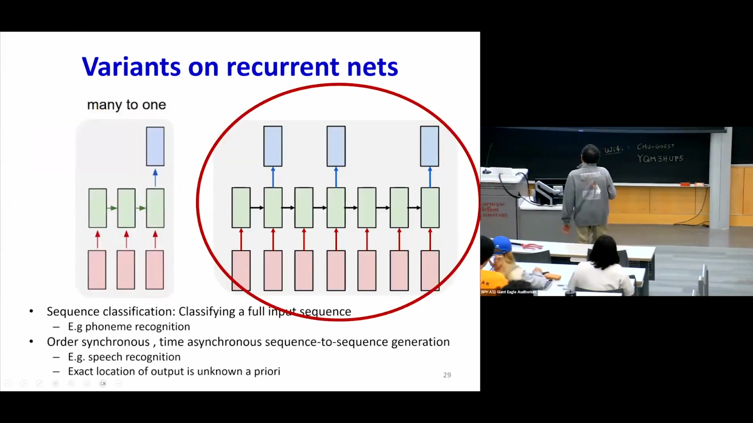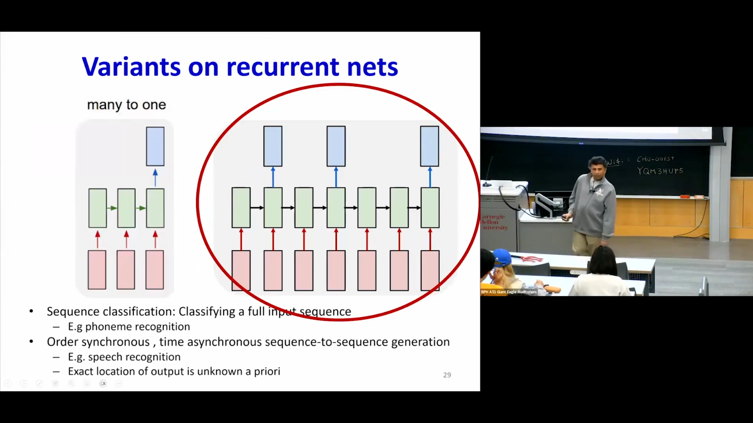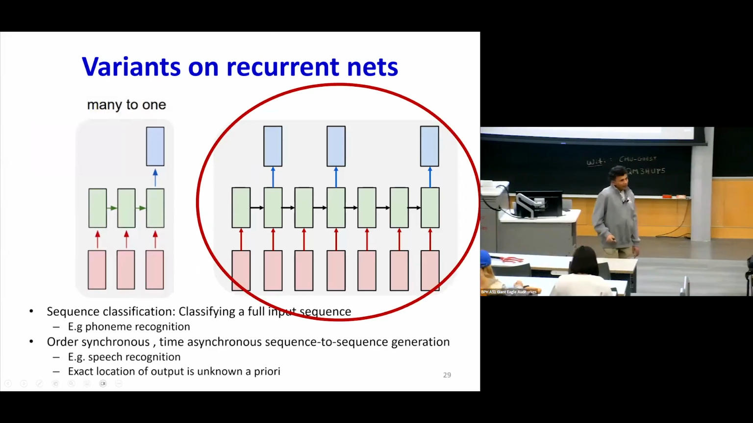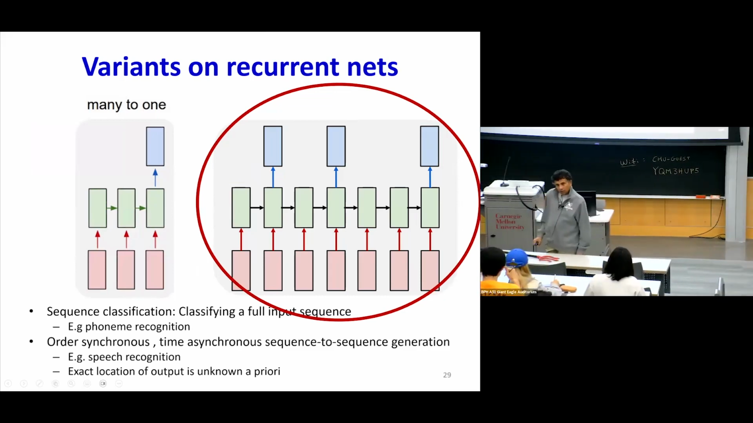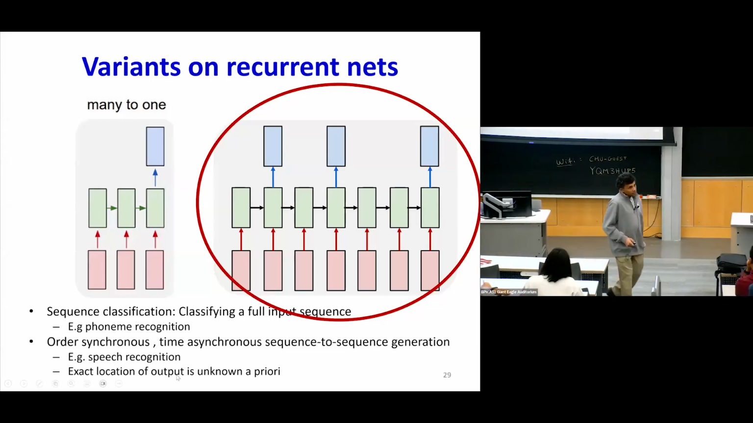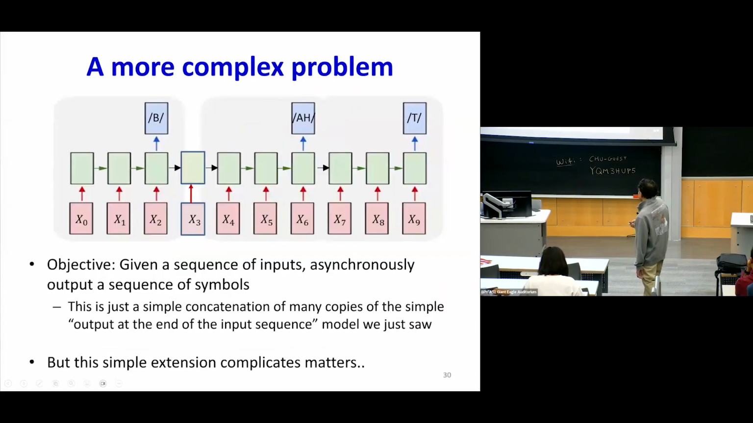No big deal. Now things get interesting when I get to the problem of time synchronous but order asynchronous classification. Here, the input comes in sequentially as before, and the output is order aligned with the input, but the problem is you don't know where in time the output symbols must occur. So here's the situation. For inference, you're given this problem.